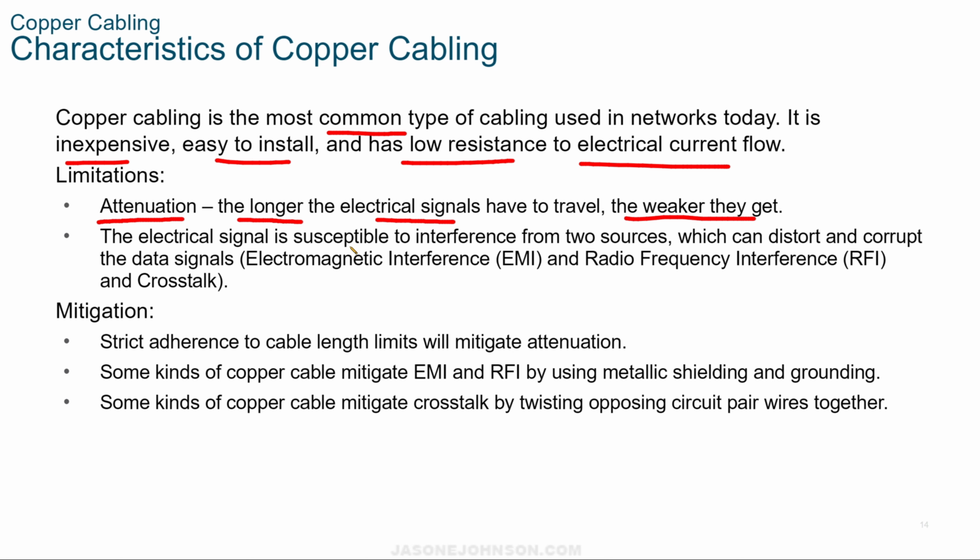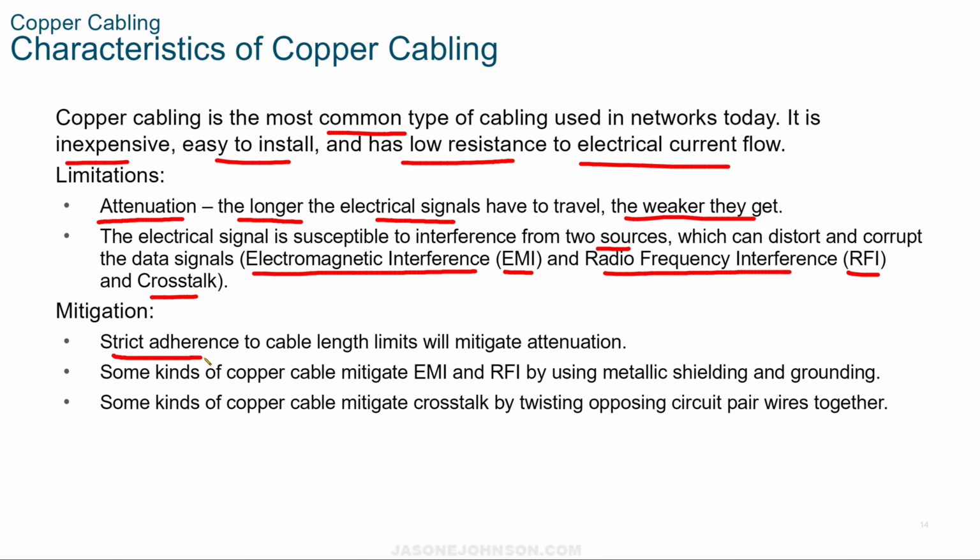The electrical signal is susceptible, or it's prone to interference from 2 different types of sources that can disrupt or distort the data signals: electromagnetic interference, or EMI, and radio frequency interference, or RFI. And that's what we call back crosstalk.